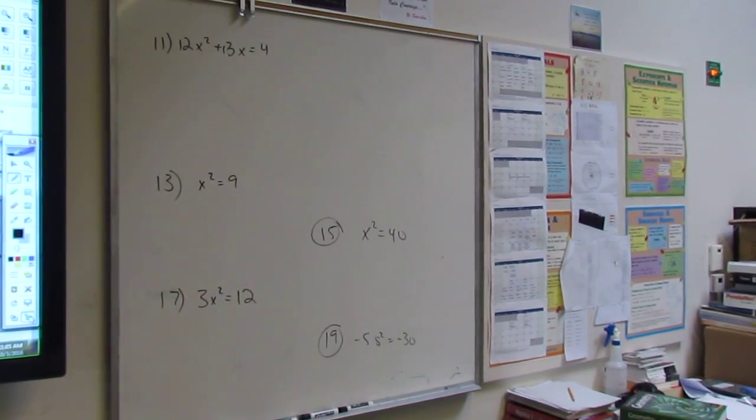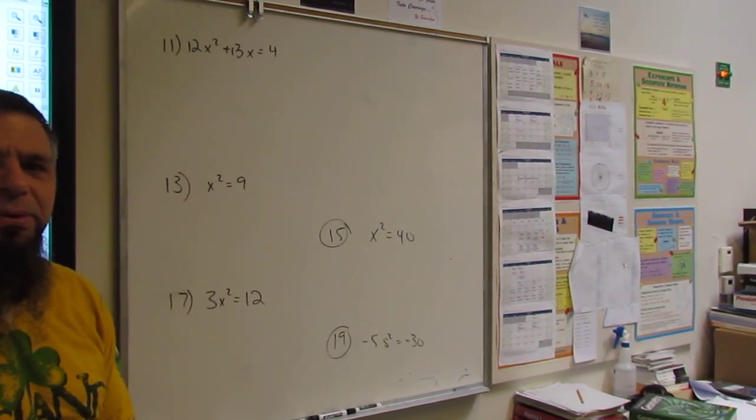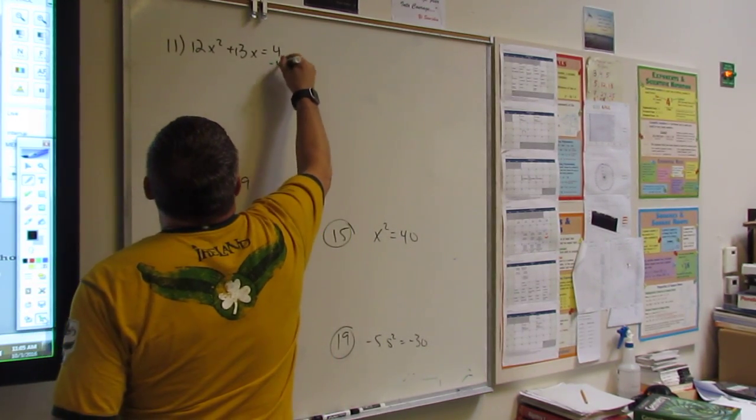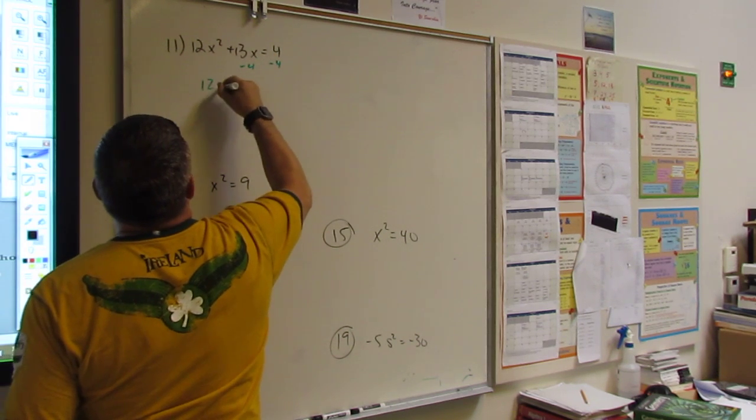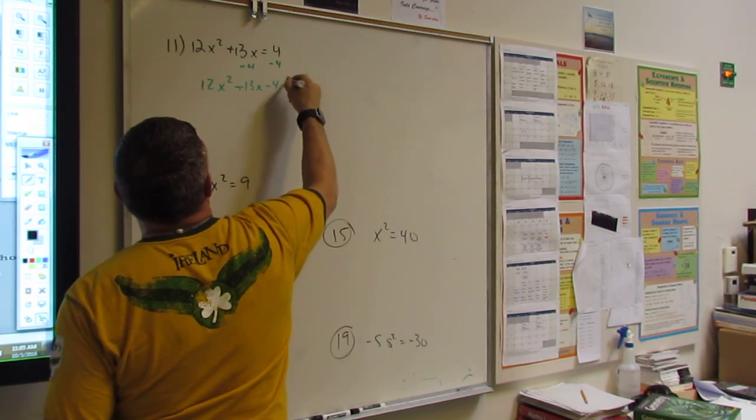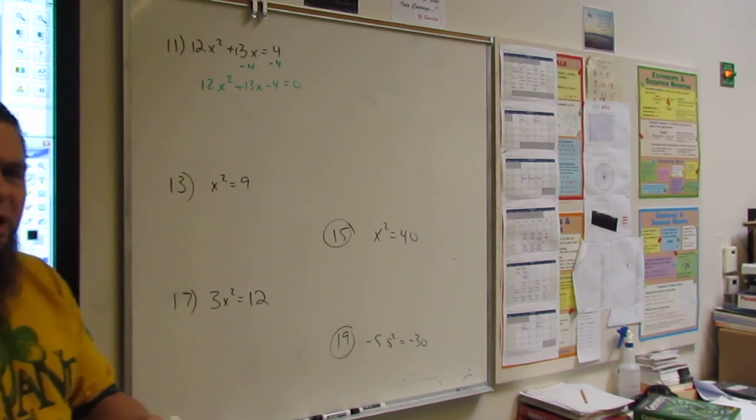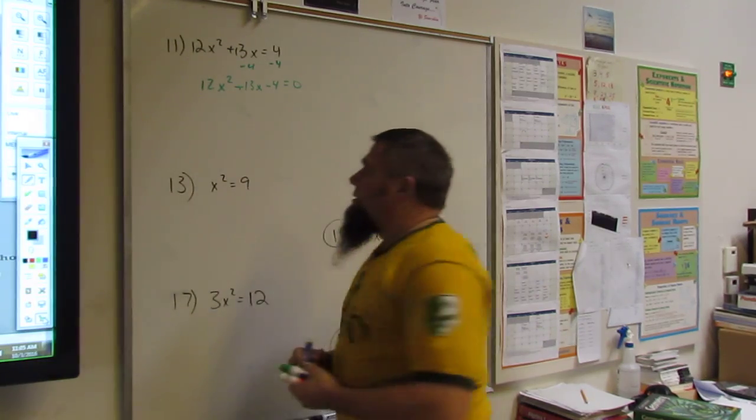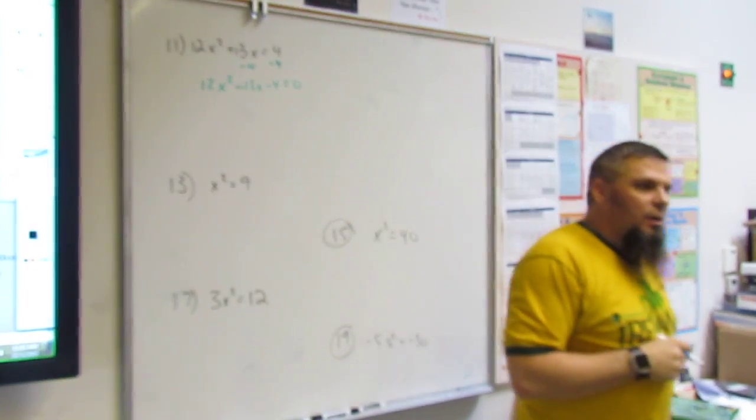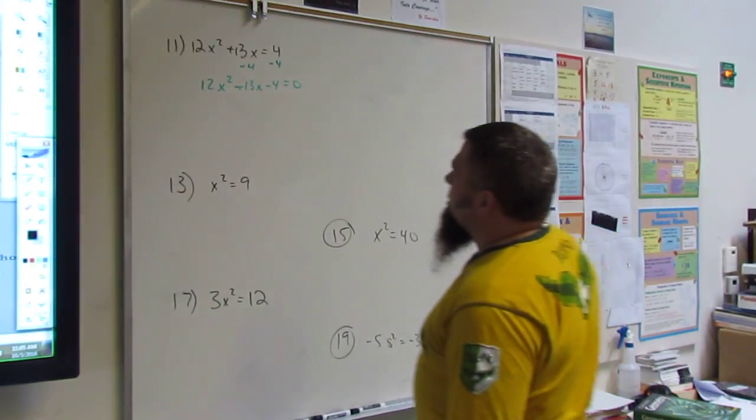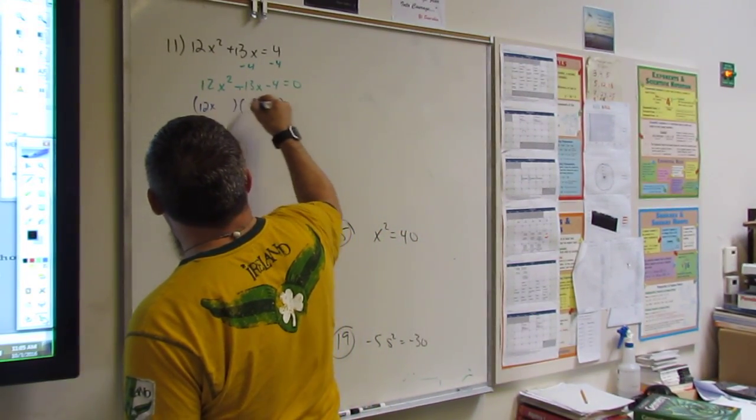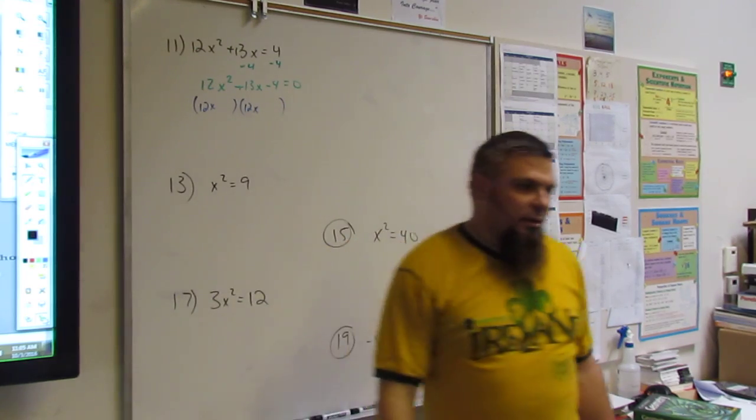Okay? And number 11, we do the same thing, but this is going to be more of a 5-step method. Going to move the 4 over. Minus 4, so I get 12x squared plus 13x minus 4 equals 0. Now the first step is GCF. What goes into 12, 13, and 4? Nothing. Okay. So, we do parentheses. Star variable. Okay?